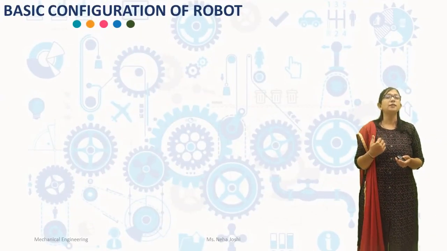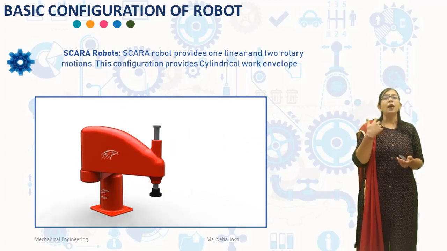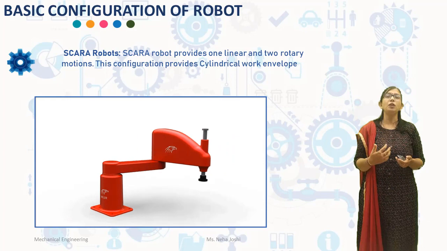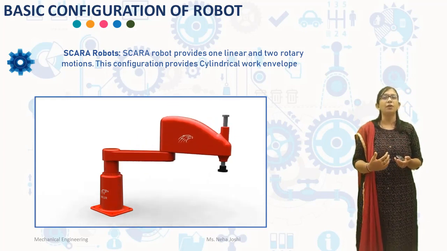Now next one is the SCARA robot. A SCARA robot provides one linear and two rotary motions. This configuration provides a cylindrical work envelope.